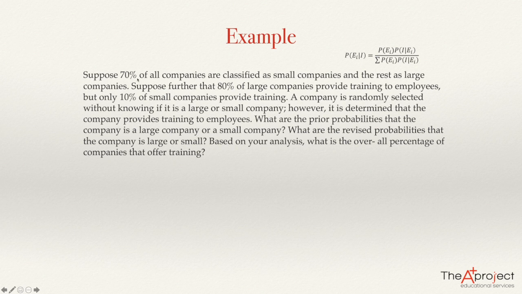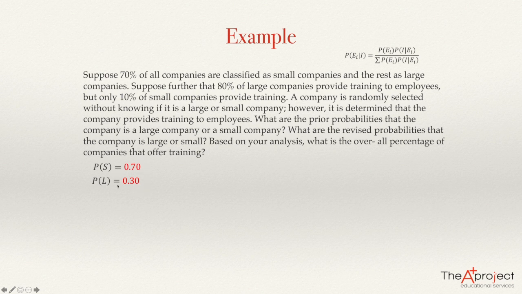They say, suppose 70% of all companies are classified as small companies. So the probability of being small, if you choose randomly one of these companies, will be 70%. Probability of S will be 0.70. Because they say here that the rest are large companies, the probability of being large will be 1 minus 0.70. So the probability of large, let's call it L, probability of L will be 0.30. And obviously, these two events are exhaustive and mutually exclusive, because they add together to 1.